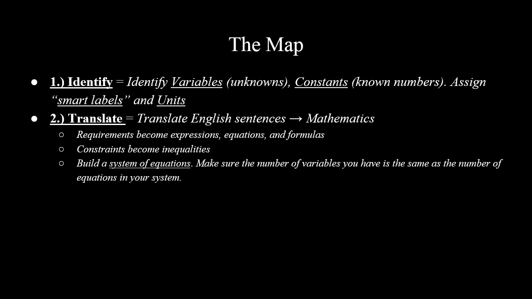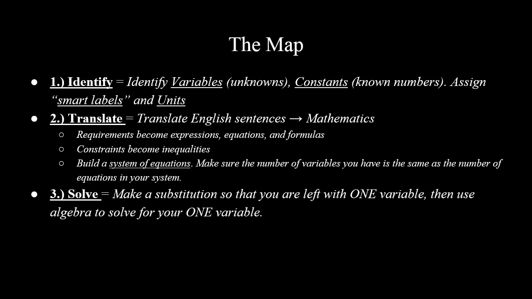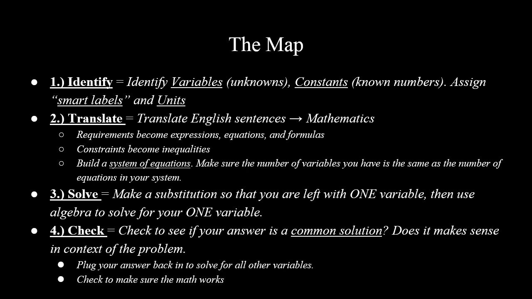You want to make sure that the number of variables you have in your system of equations is the same as the number of equations in your system. So if you identified 2 variables, you want to make sure that you have 2 equations in your system of equations, which will move us into the third step of solving. When we are at this step, we're going to make a substitution so that we are solving for only one variable. That is incredibly important.